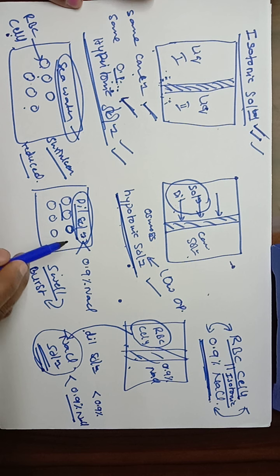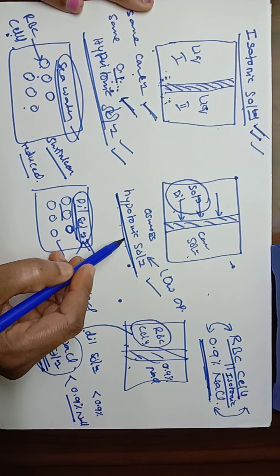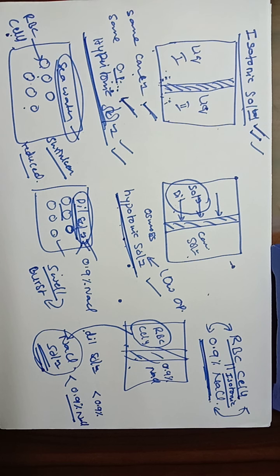For that, the dilute solution and RBC cells can be taken as an example. In these two, the dilute solution is hypotonic compared to the RBC cells. What is a hypertonic solution? A solution which has a higher osmotic pressure than the other solution. The set of the two, seawater and the RBC cells, can be taken as an example for hypertonic solution. In these two, seawater is called the hypertonic liquid.